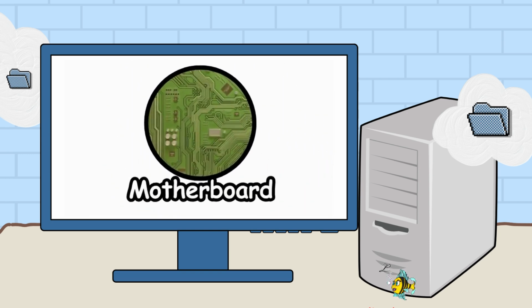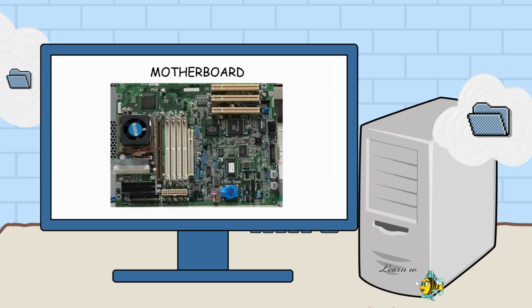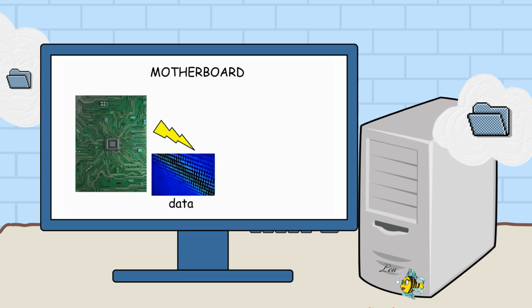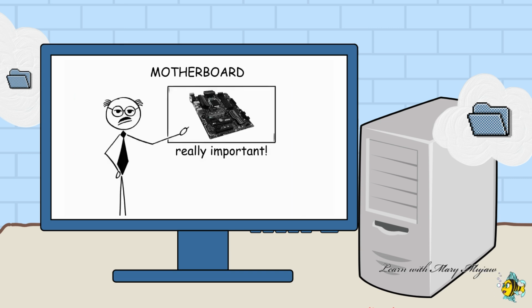Here we go. Motherboard. The motherboard is a flat board with many circuits and connectors where you put the other computer components on. It is considered the heart of the computer because it allows electrical current to flow, allowing data to connect to all the computer parts. But despite arguably being the most important, it's usually much cheaper than the rest of the components.